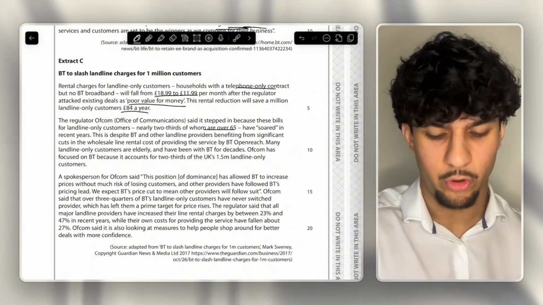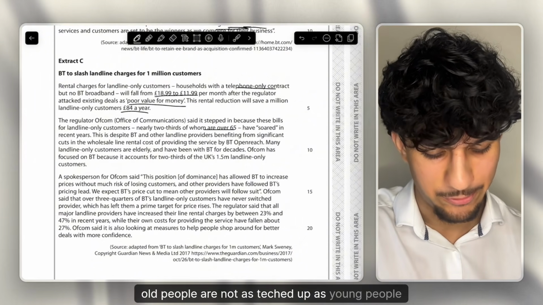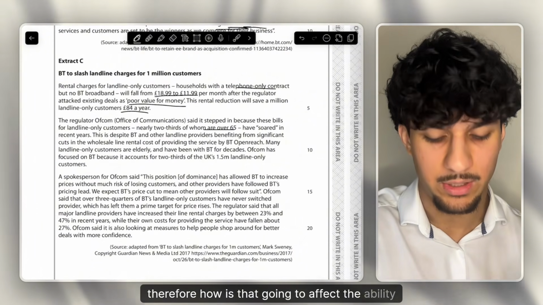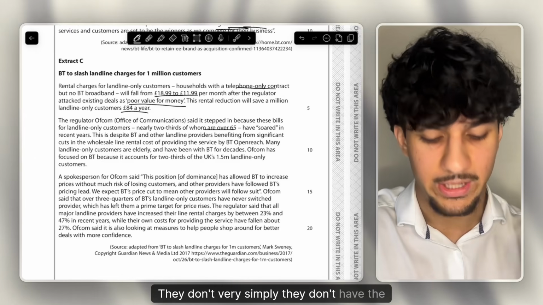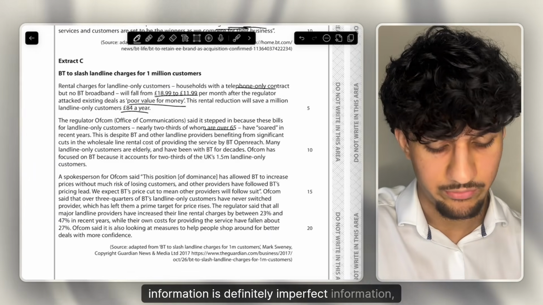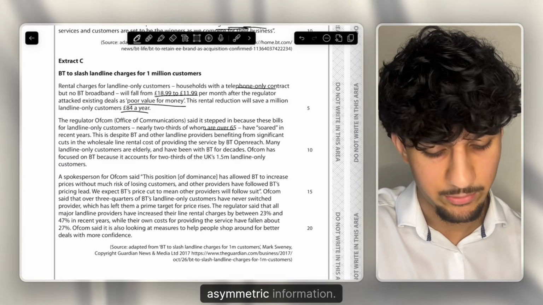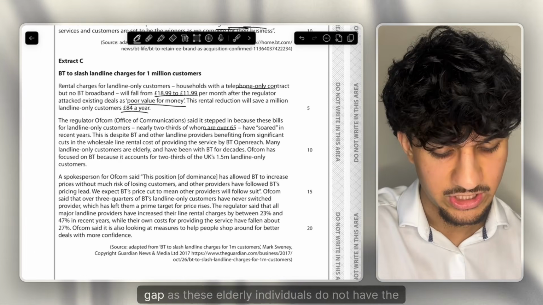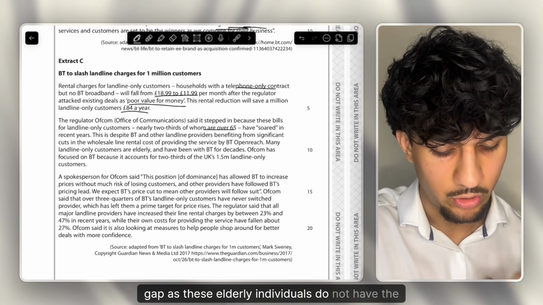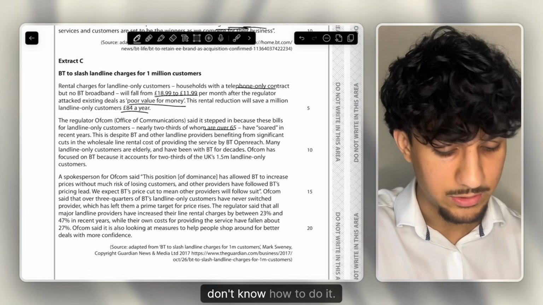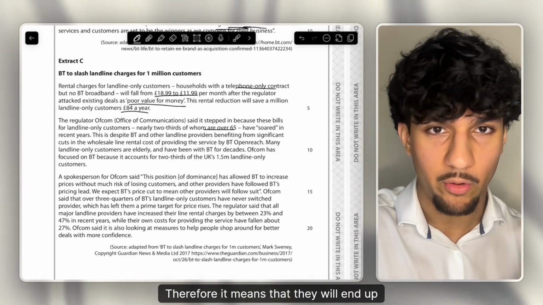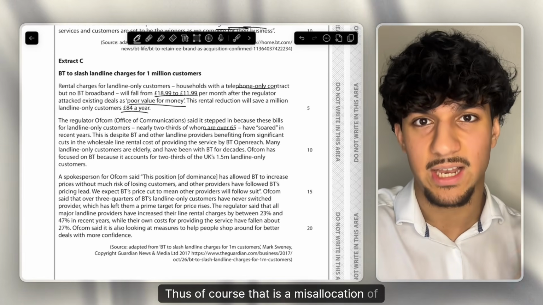As, of course, old people are not as teched up as young people. Therefore, how is that going to affect the ability to switch? Very simply, they don't have the information. It is definitely imperfect information, an information gap, asymmetric information. This is definitely an example of an information gap, as these elderly individuals do not have the correct information, don't know how to do it. Therefore, it means that they will end up overpaying. Thus, of course, that is a misallocation of resources.